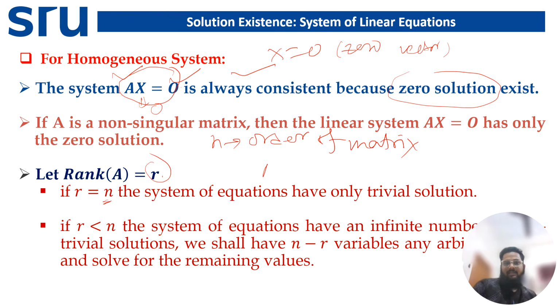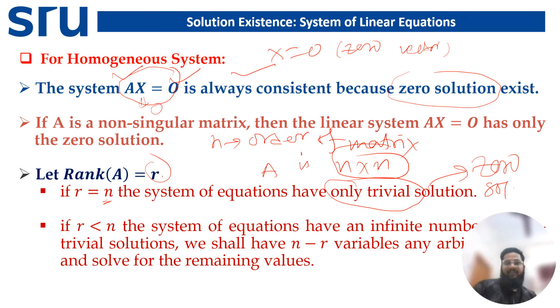That means the matrix A is n cross n, right? So if it is 3 by 3 and the rank is 3, then it has only one solution, which is 0, the trivial solution. And if the rank is less than n, where n means the order, say it is a 3 by 3 matrix and the rank is 2, then the rank is less than 3. In that case, the system has infinitely many solutions.